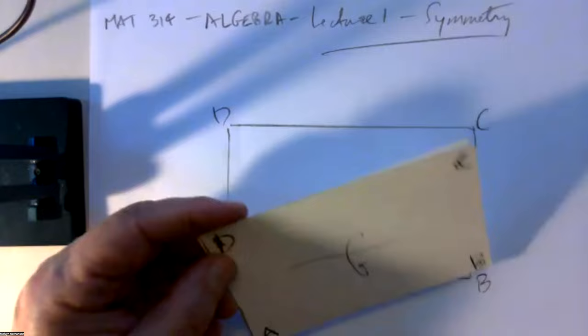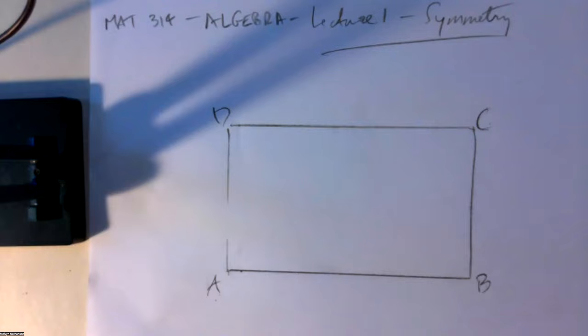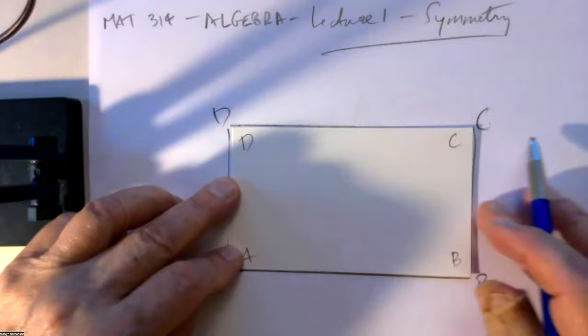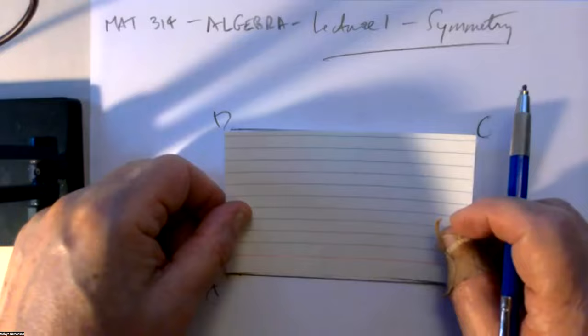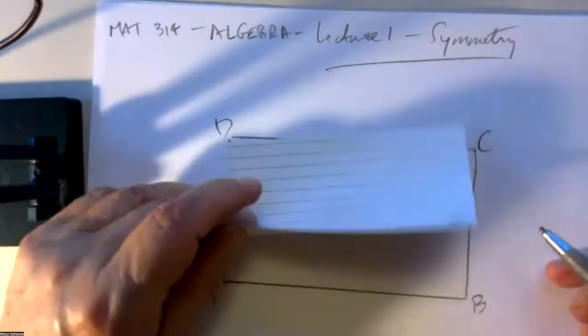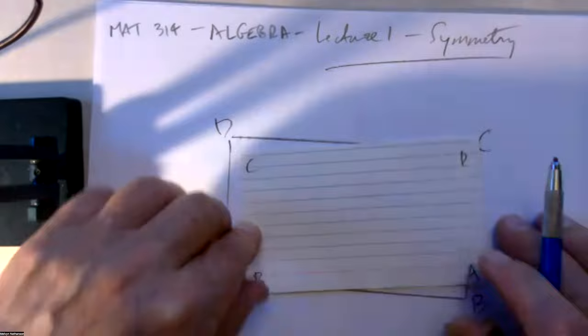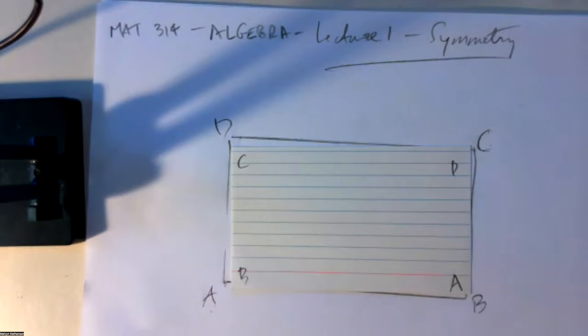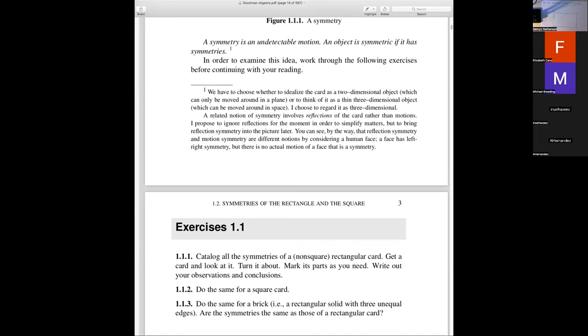I'm not doing this as well as I like, so let me start this again. So here we have A, B, C, D. This is where my A is. If I flip this around this axis, A is here, D is here, B is here, C is here. You can see it's an actual 3x5 card because it has lines on it. Okay. So that's what we're doing here.